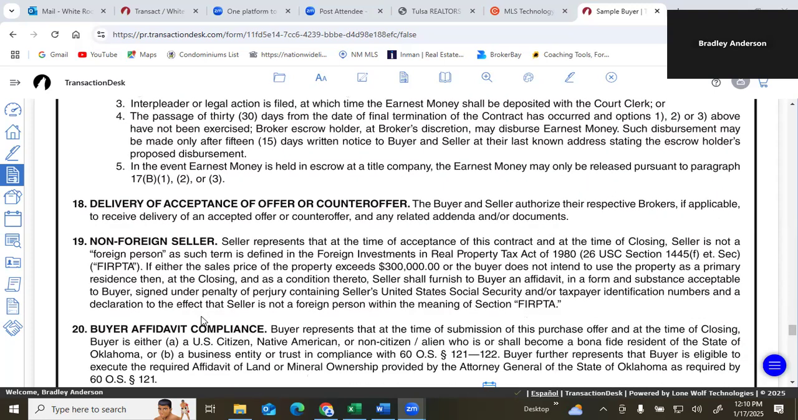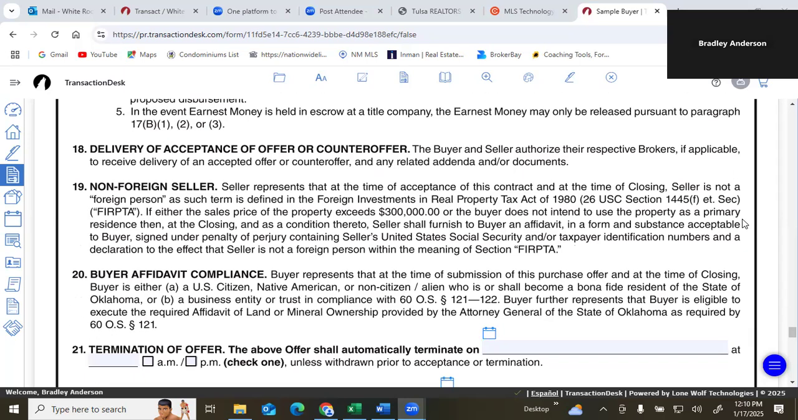All right, delivery of acceptance of offer or counteroffer. The buyer and seller authorize their respective brokers, if applicable, to receive delivery of an accepted offer or counteroffer and any related addenda or documents. So this is just simply saying, I've hired a realtor to do all this stuff, and I authorize them to accept and deliver these documents.